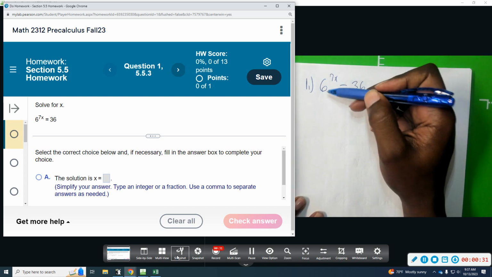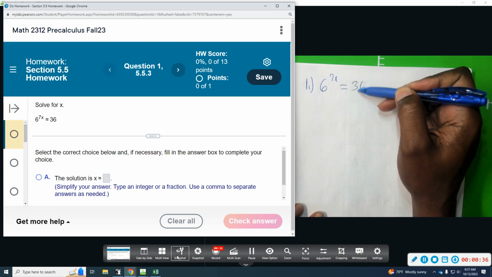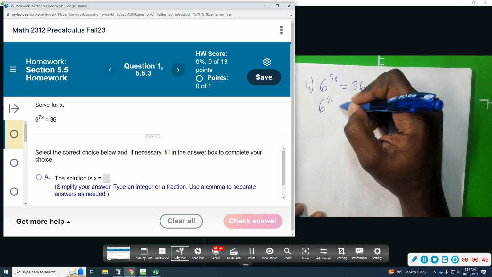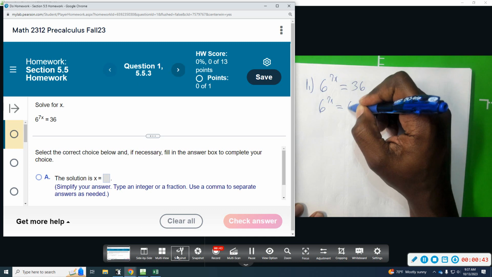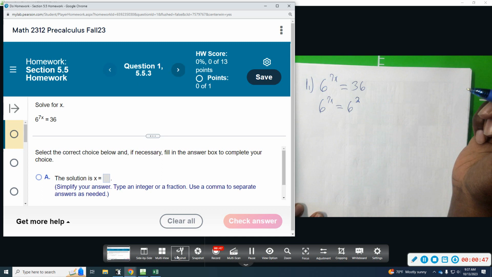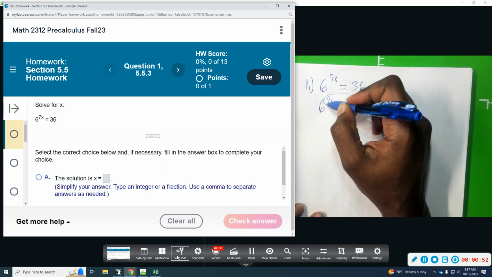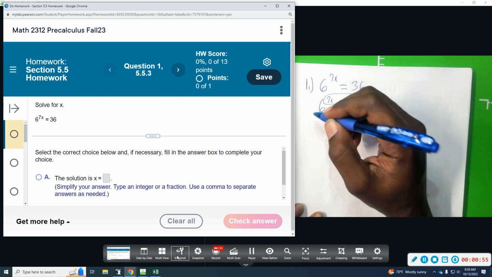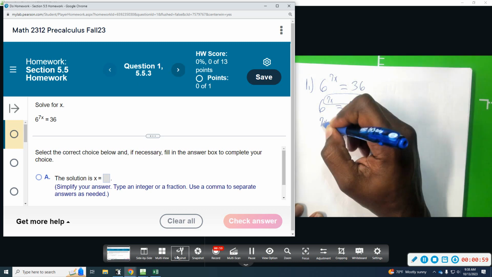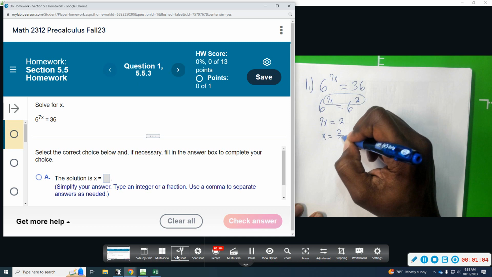Okay, so since we have a base of 6 here, we want to change this to a base of 6. We can rewrite 36, so that would be 6 to the 7x is equal to 6 to the second power, because 6 squared is 36. And once the bases are the same, you can ignore those, and this is the problem that we're focused on. 7x equals 2. So you just got a linear equation. You divide by 7, and we get x equals 2 divided by 7.